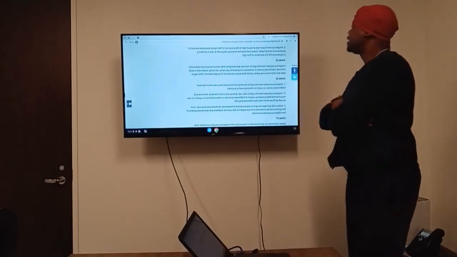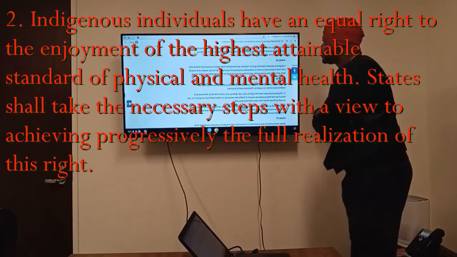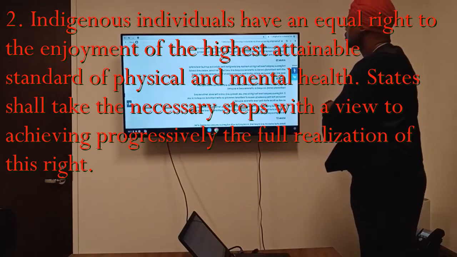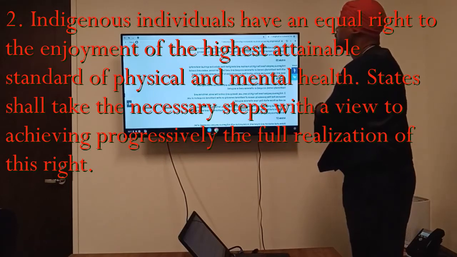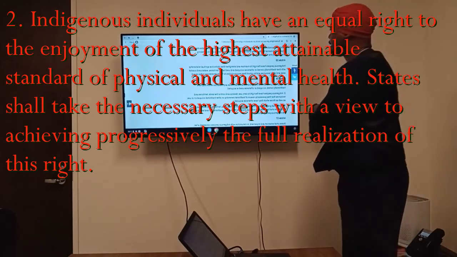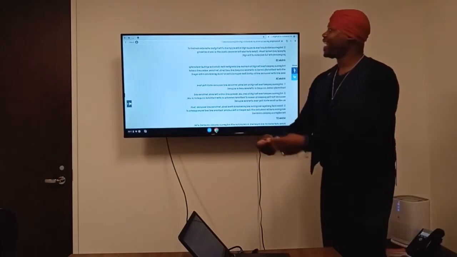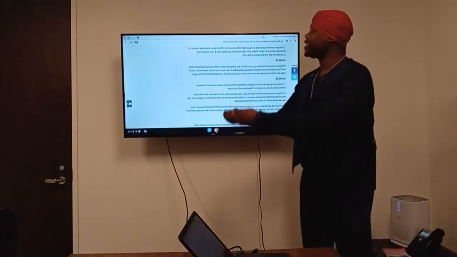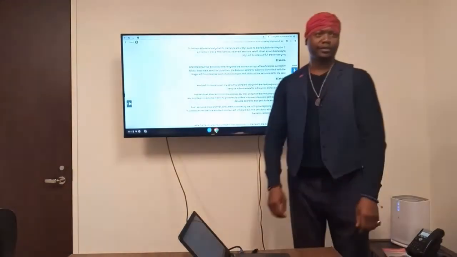Section 2. Indigenous individuals have an equal right to the enjoyment of the highest attainable standard of physical and mental health. States shall take the necessary steps with a view to achieving progressively the full realization of this right.